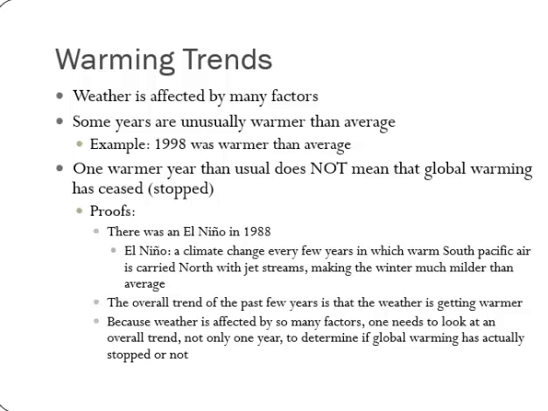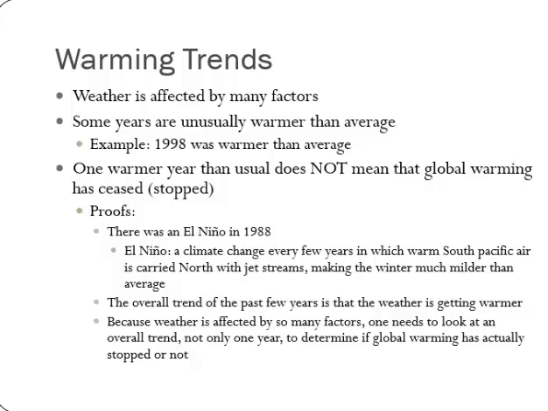Of course, one of the major controversies in the global warming idea is that some people will tell you that there hasn't really been global warming or that global warming is slowing down. So we really need to take a look at the warming trends. Now, obviously, weather is affected by many factors. Just because there's been global warming doesn't mean that every year is going to be warmer than the last, because there are other factors, amount of rainfall.